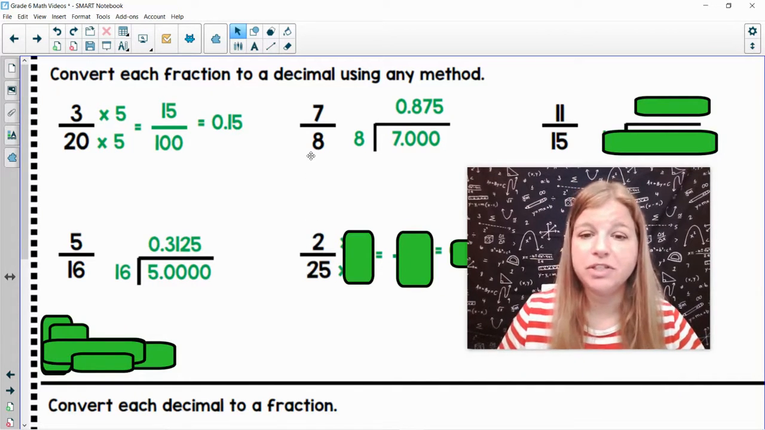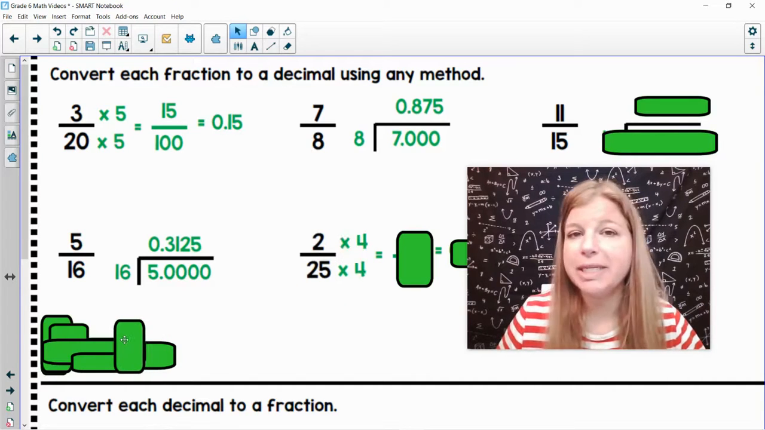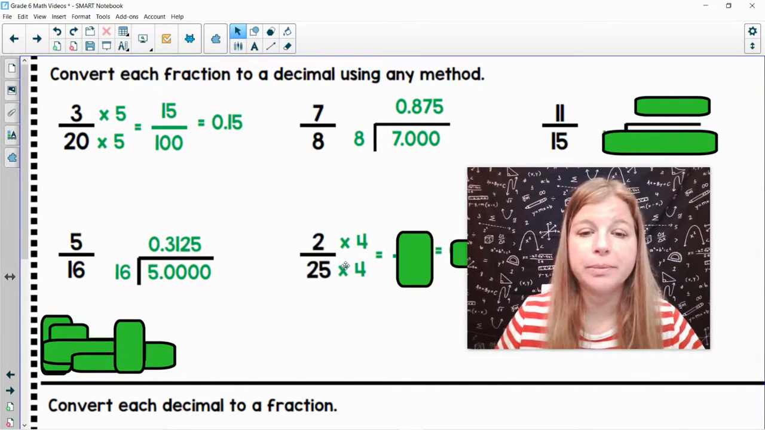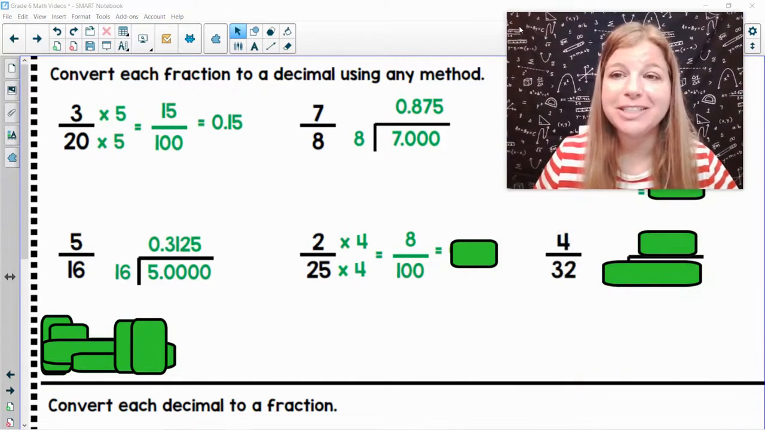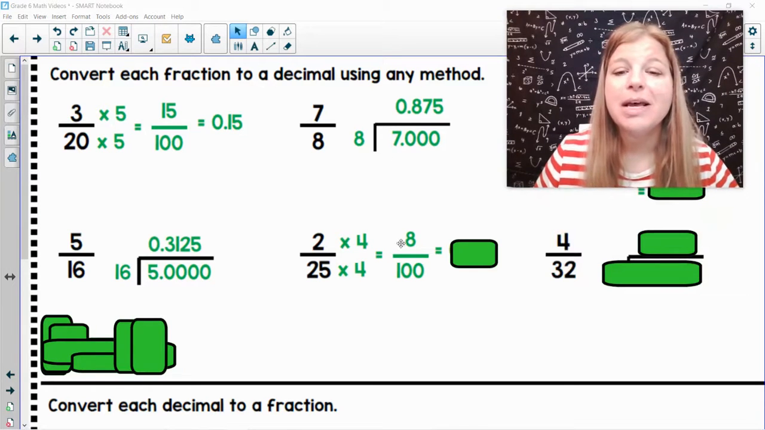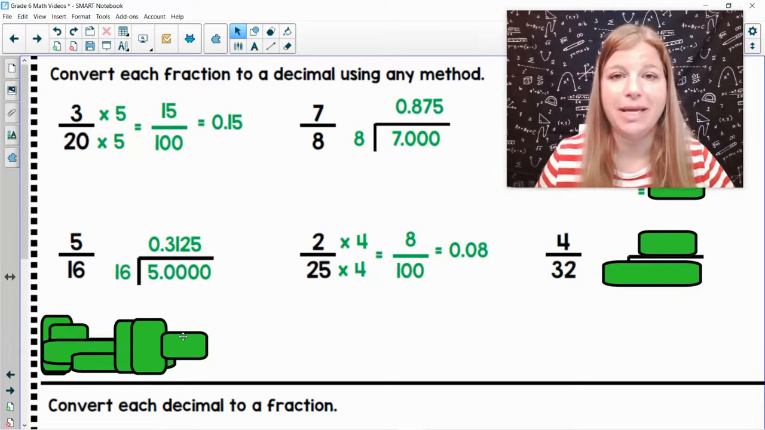2/25. Could I do the division? Absolutely. But turning 25 into 100, super easy by multiplying by 4 over 4. I would then get 8/100ths. Now, I want to remind you again that when it's hundredths, it's very easy to work with because 8/100ths is like 8 pennies out of 100 pennies, which is just 8 cents. So in decimal form, it's 0.08.